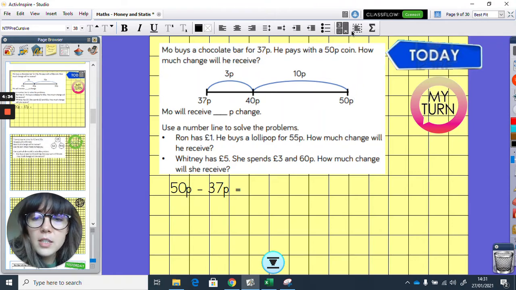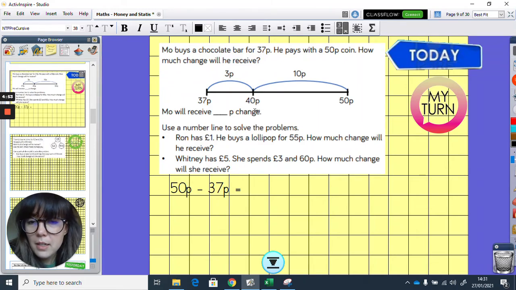So the first thing we're going to do is add 3p to our 37p. We're going to count up by 3. And that's because 7 add 3 equals 10, so it gets us to a nice round number. So we've added 3p and we're on 40p.